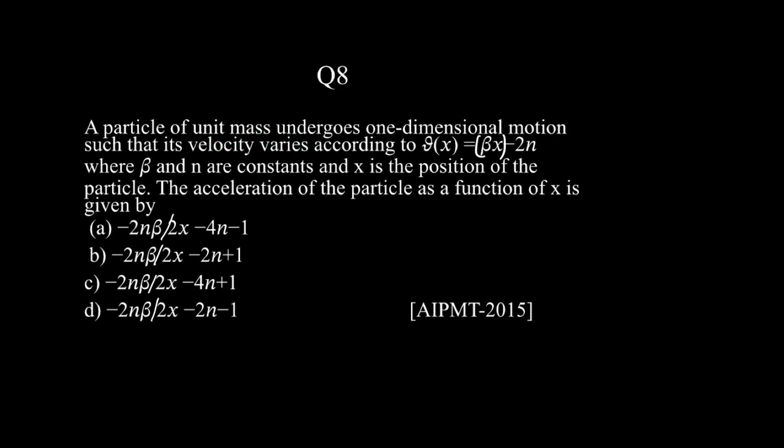A particle of unit mass undergoes one-dimensional motion. Velocity v of x is equal to (beta x) to the power minus 2n, where beta and n are constants. Find the acceleration of the particle as a function of x.